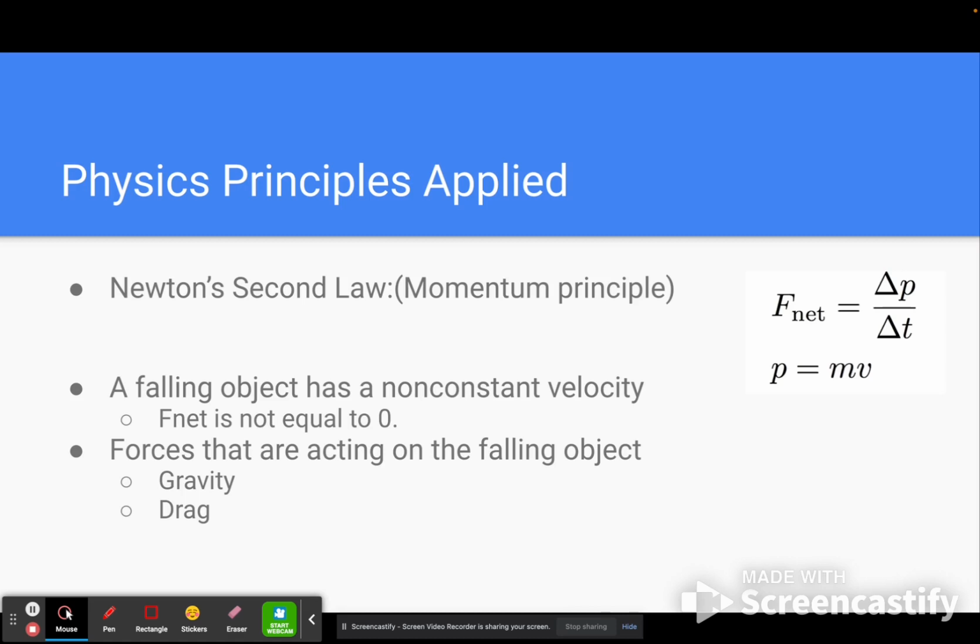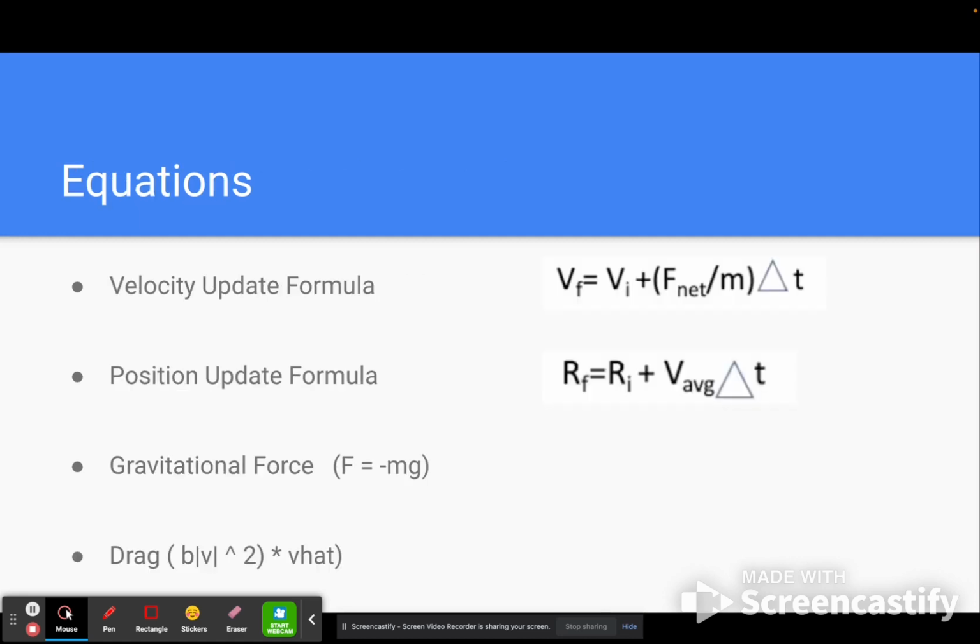We know that there are various forces acting on the falling object, such as the force of gravity and the force of drag, which is a force acting in the opposite direction of relative motion. The equations that we will be applying today include the position update formula, the velocity update formula, and the gravitational force and drag force formulas. Each force being applied will have to be multiplied by its direction.